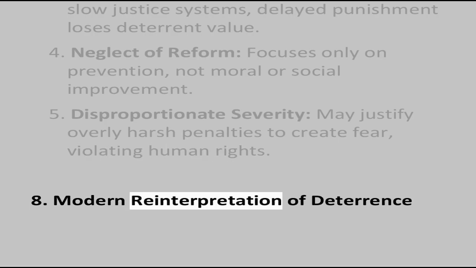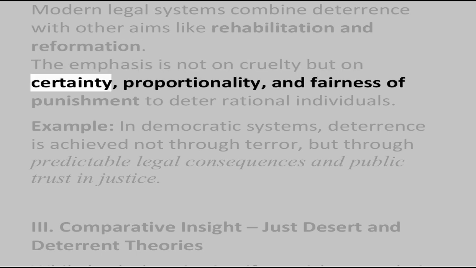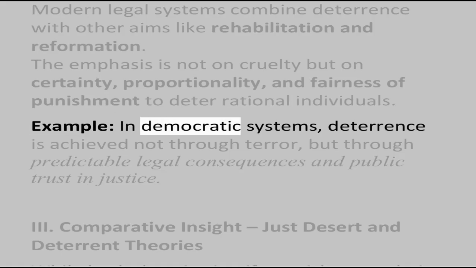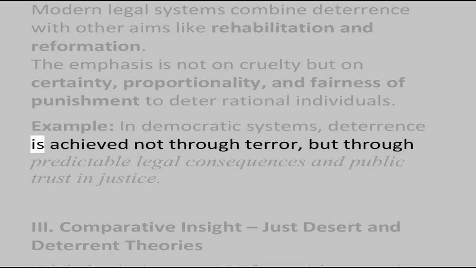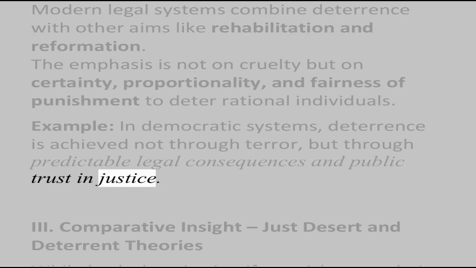8. Modern reinterpretation of deterrence. Modern legal systems combine deterrence with other aims like rehabilitation and reformation. The emphasis is not on cruelty but on certainty, proportionality, and fairness of punishment to deter rational individuals. Example, in democratic systems, deterrence is achieved not through terror, but through predictable legal consequences and public trust in justice.